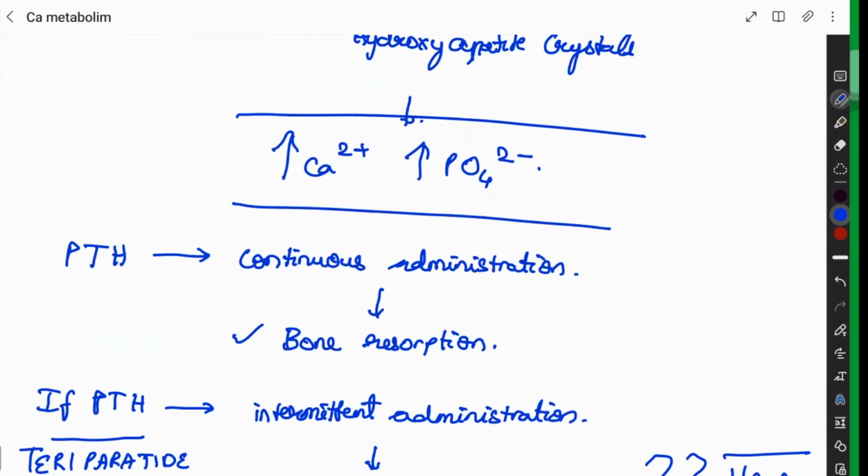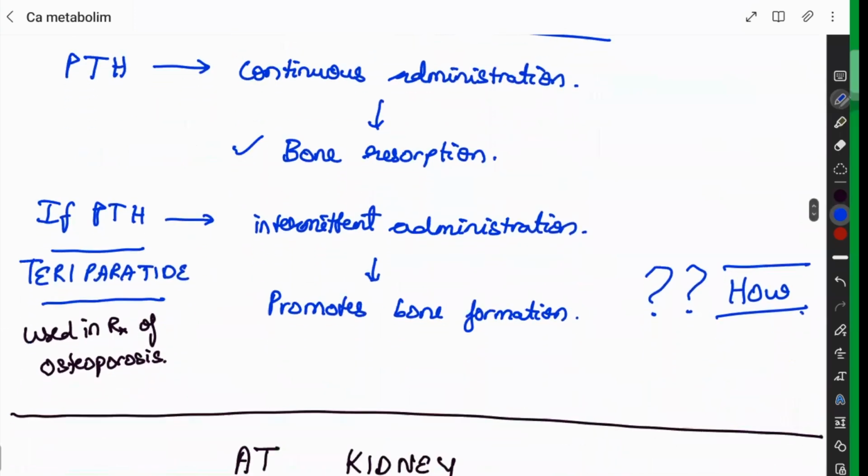But when you give this same parathyroid hormone intermittently, what happens? It is going to promote bone formation. How? Anyone? If PTH is given in small amounts, it is going to promote bone formation. The same PTH given in large amounts, continuously, is going to cause bone resorption. How is this occurring? That is the right question to ask. So why is this occurring? This has to be coming to your mind. So now I will tell you how it does this.